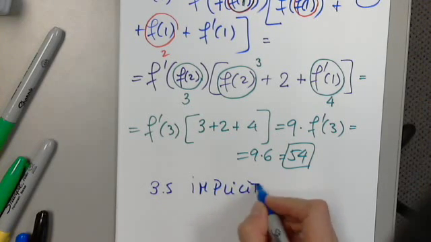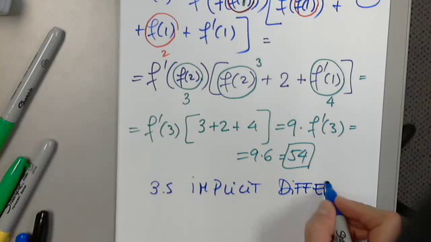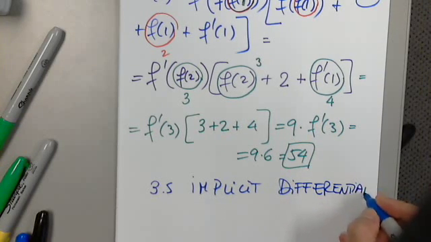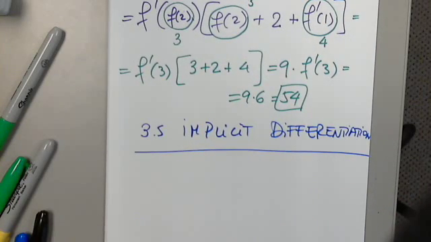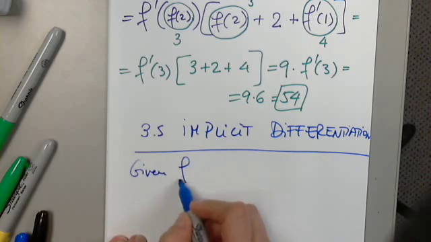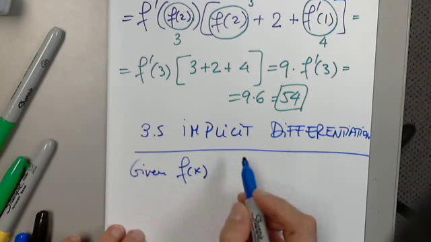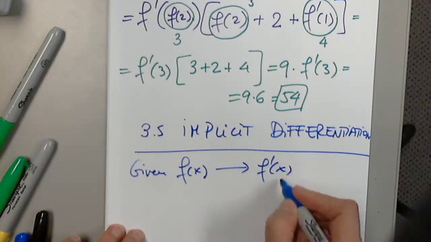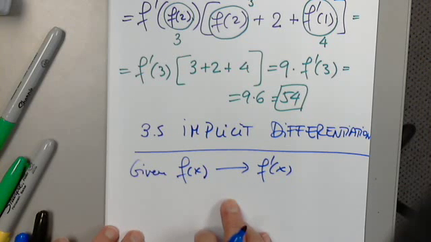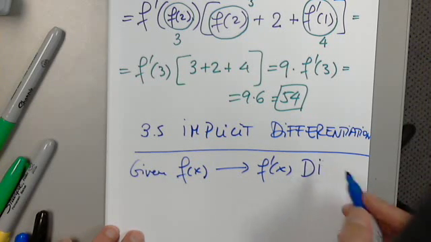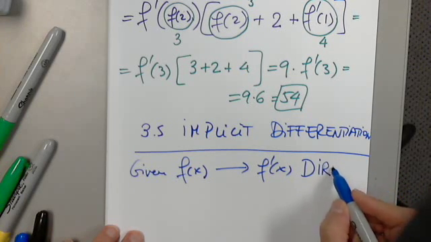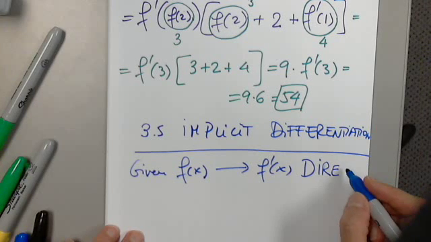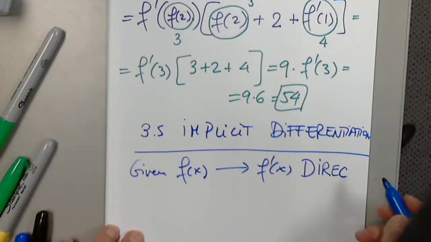Implicit differentiation. Implicit differentiation. So given f of x, I can find f prime of x, not implicitly, but directly.